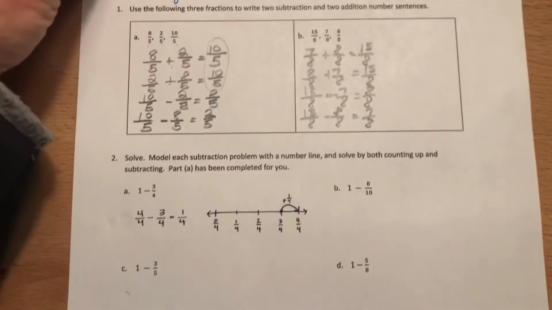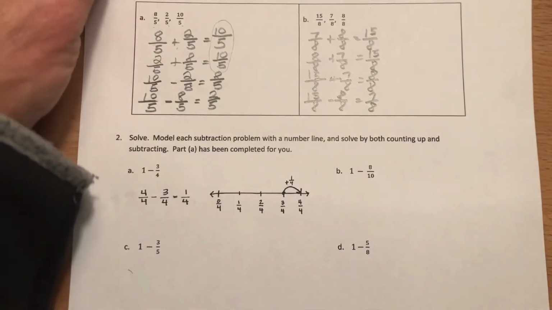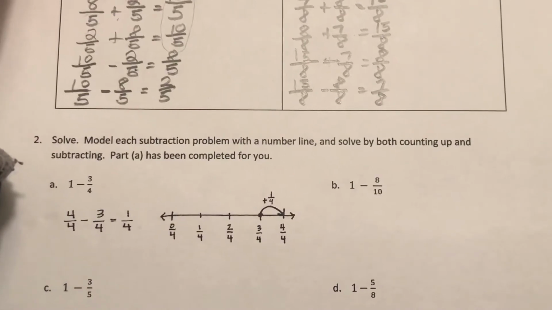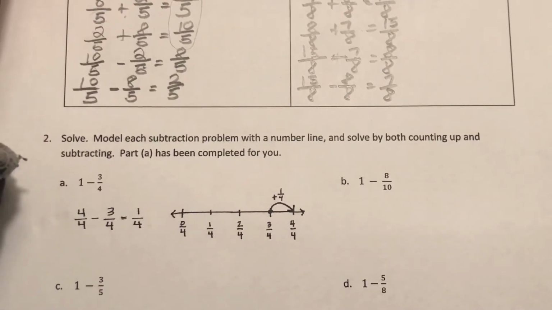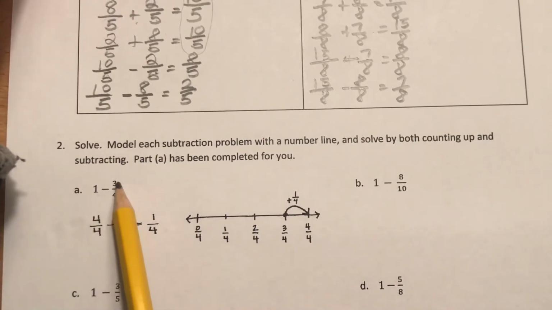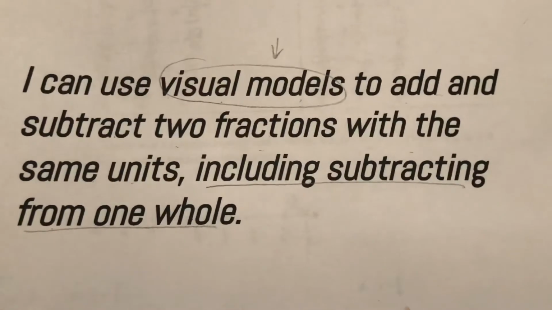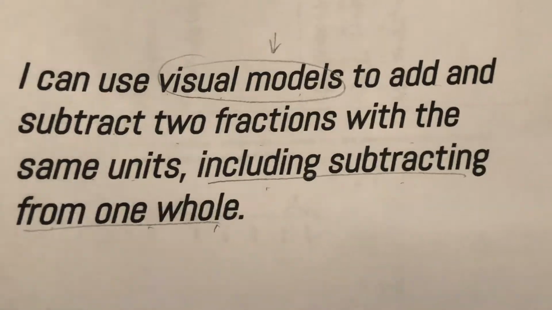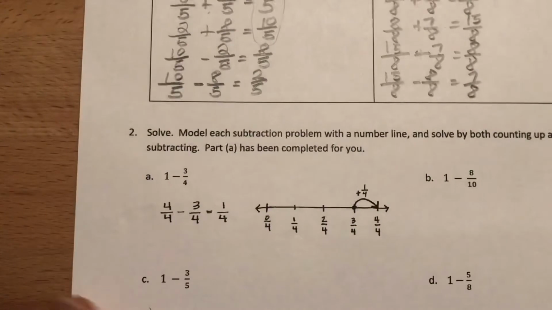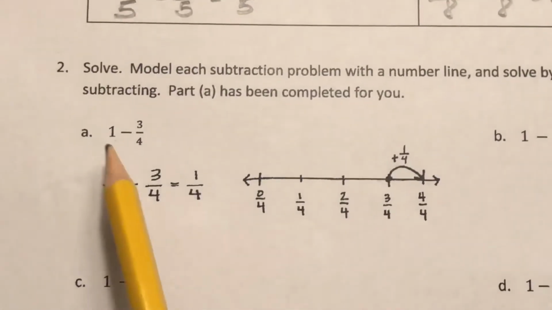All right, this one here says, model each subtraction problem with a number line and solve by both counting up and subtracting. Part A has been completed for you. Okay, so this is 1 minus 3/4. As you can see on our I can statement, it's including subtracting from one whole, all right? I want you to follow along with what this model shows us. So it's 1 minus 3/4.